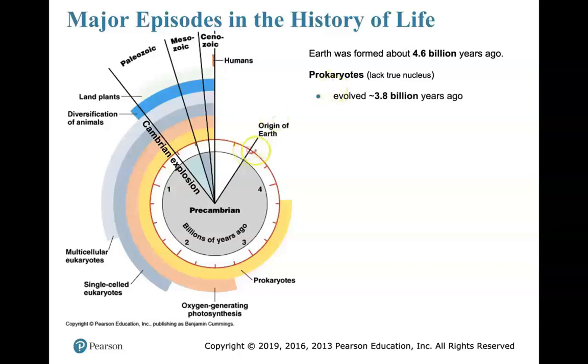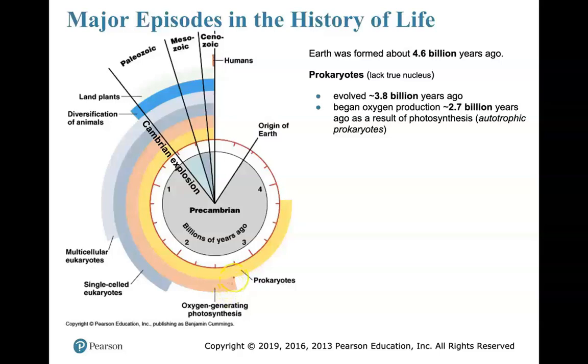So here I can see the origin of Earth, and as time went on, boom, I see that yellow line right here. Prokaryotes were the first origin of life on Earth. And I can actually see that they were here for a very long time. They inhabited the Earth well before other organisms even came about. That was about 3.8 billion years ago. They began right here at this pink event.